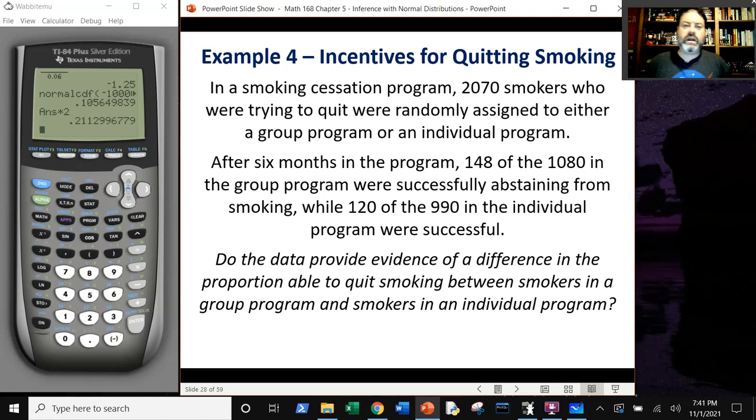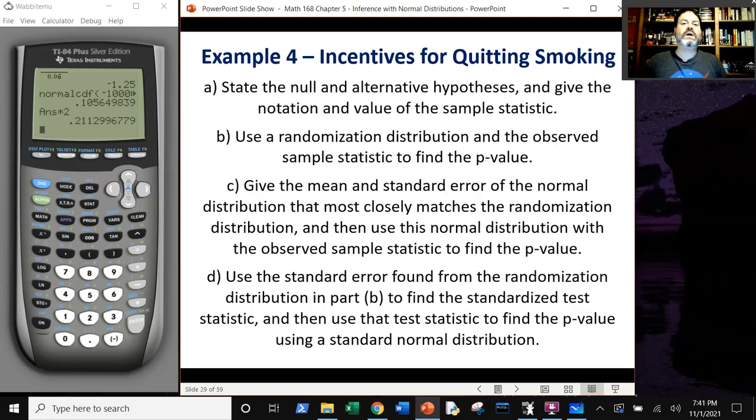So I'm going to move on in the slides. If you want to write this information down and work it out on paper, it's never a bad idea. So we need null and alternative hypotheses, notation, and value of the sample statistic. Then we're going to use a randomization distribution and the observed sample statistic to find the p-value. So parts A and B are things you did in Chapter 4. What we're going to do in Part C is use the standard error from our randomization distribution. Then we're going to use that standard error to do it on the calculator and on StatKey as well.